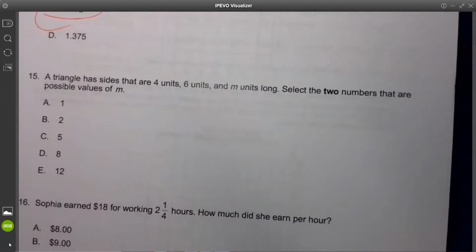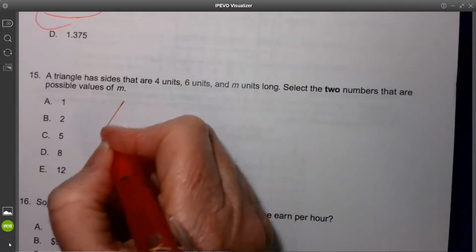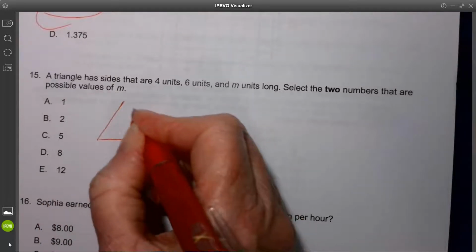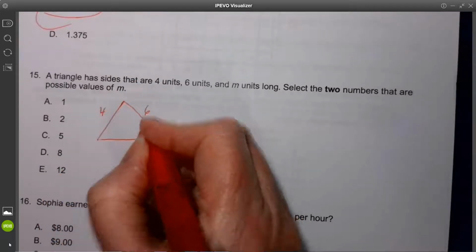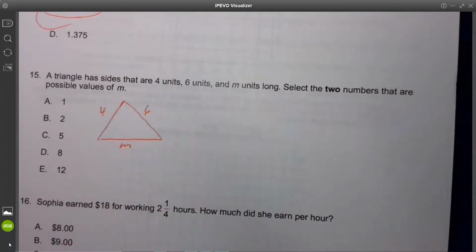A triangle has sides of 4, 6, and m units. The geometry teacher in me comes out. I'm going to draw a triangle, 4 and 6 and m units. We don't know what that is. Select the 2 numbers that are possible values.